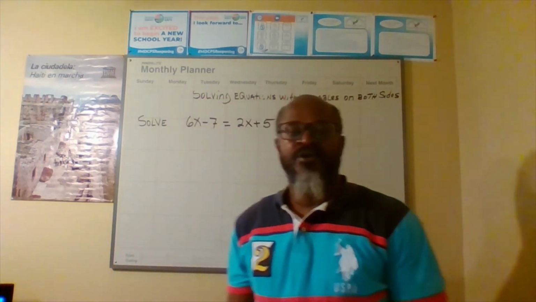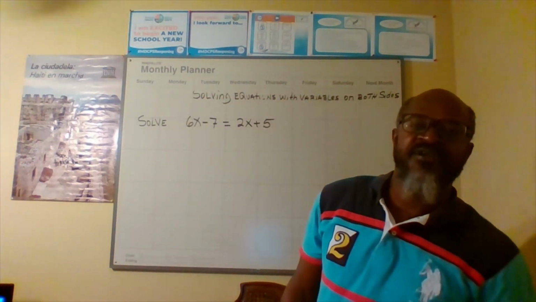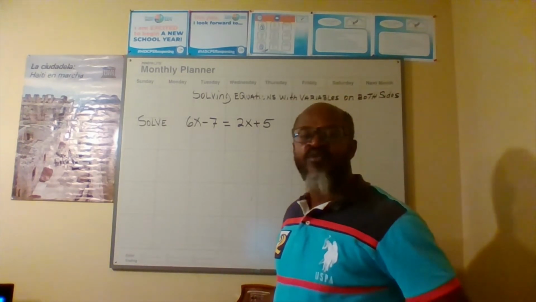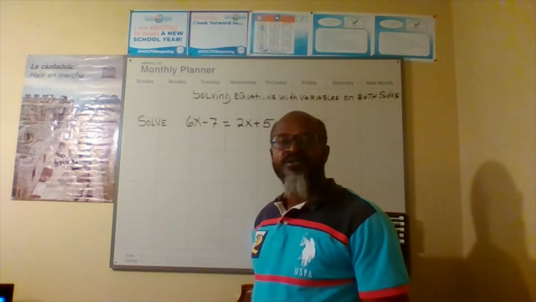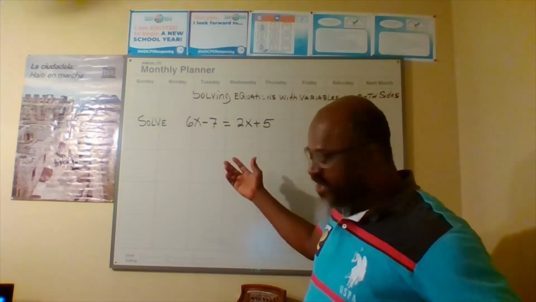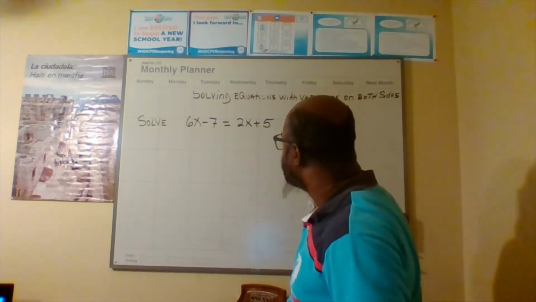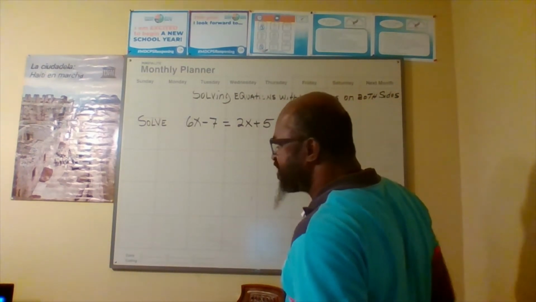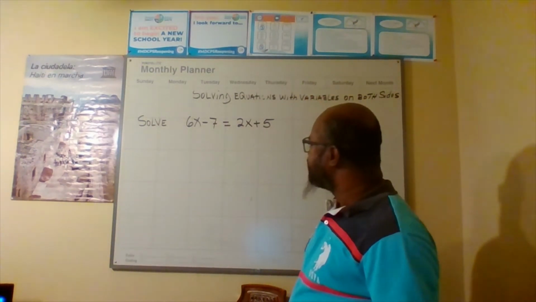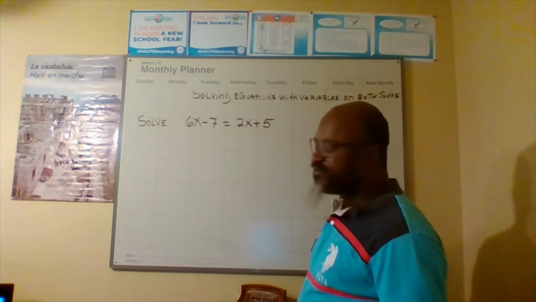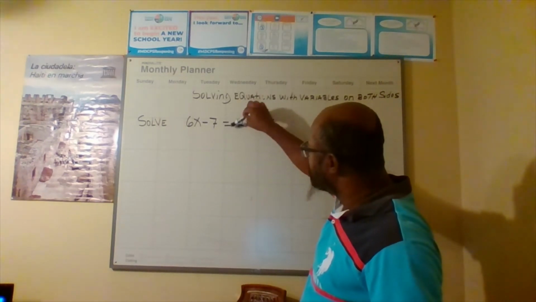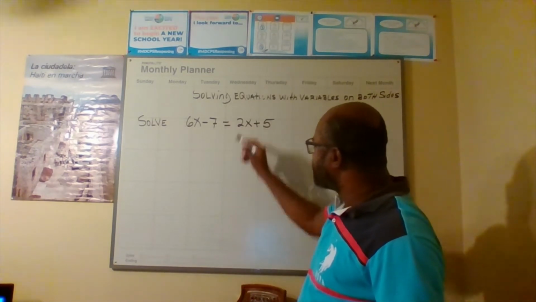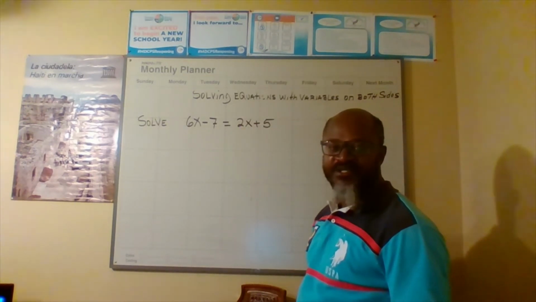Hey guys, this is Mr. DC, and I'm going to model a lesson on solving equations with variable on both sides for you. The objective is that when you're solving an equation with variable on both sides, your goal is to isolate the variable. The reason it is called an equation is because of the equal sign. If you do not have the equal sign, you do not have an equation.